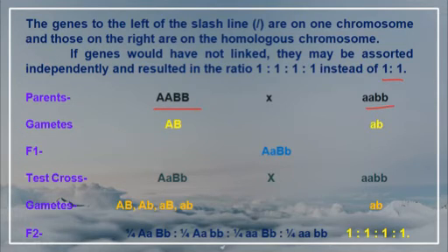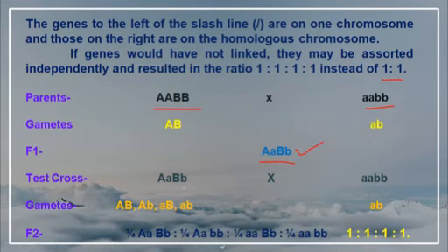In this case, the gametes will give rise to capital AB and small ab. F1 will be produced. It is no doubt a hybrid and it is heterozygous. It will form capital A, small a, capital B, small b. So this is our F1 offspring. So it is very different from linked genes.